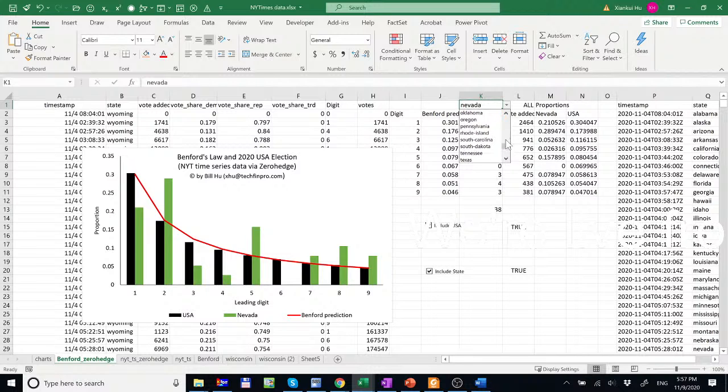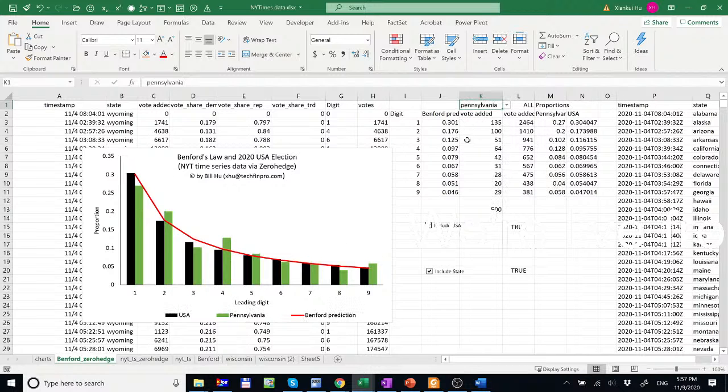Let's look at Pennsylvania. Pennsylvania reported more frequently, and we can see it fits fairly well to Benford's law. How about Wisconsin? On the state level, they don't fit as well as at the U.S. level, because for the entire U.S. data set we have more observations, so it's more likely that it conforms to Benford's law.